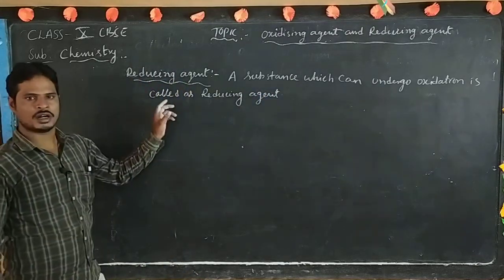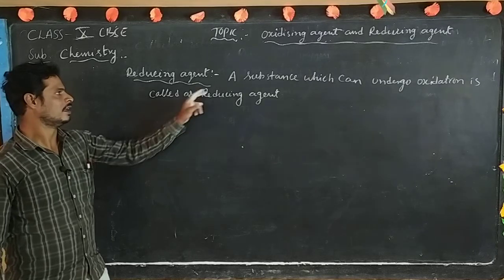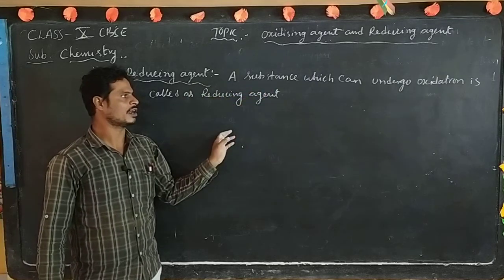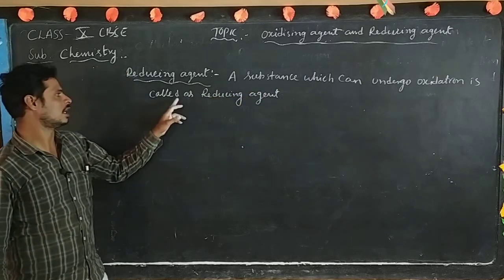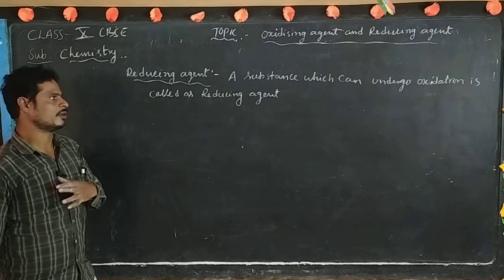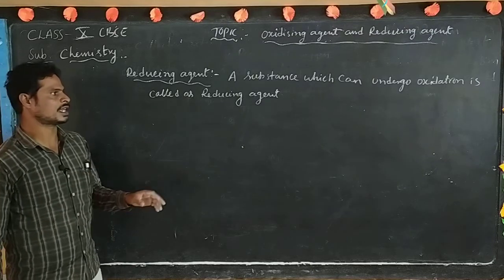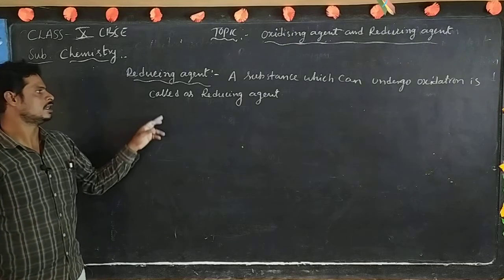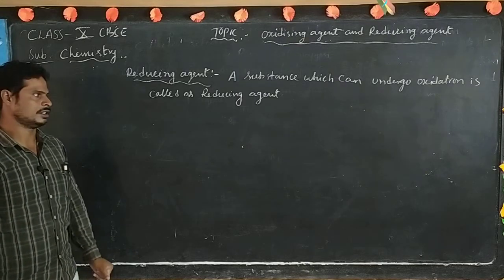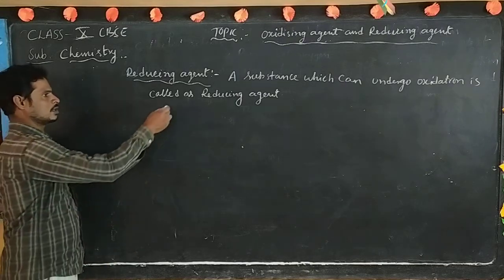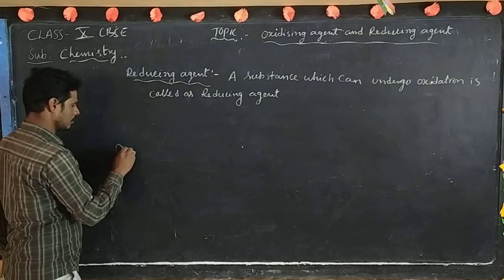What is the meaning of reducing agent? A substance which can undergo oxidation is called a reducing agent. A substance which can undergo oxidation is called a reducing agent. Now, first we observe oxidation.